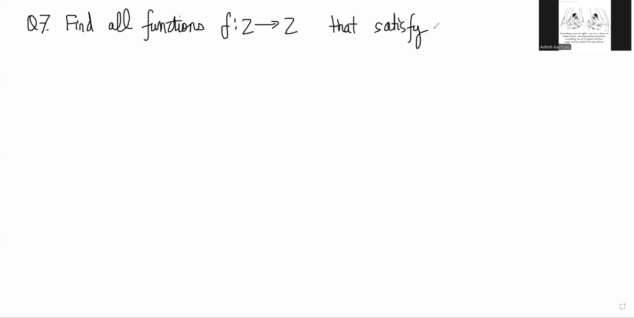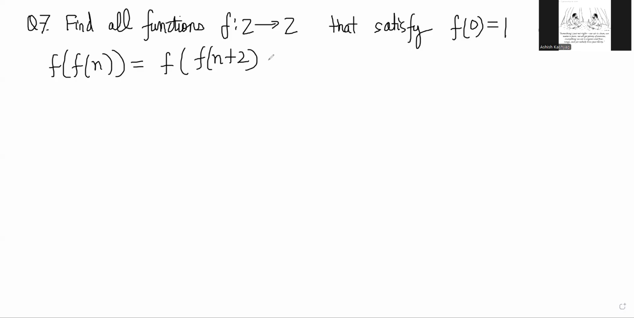Let's go to a next problem. Find all functions f from Z to Z that satisfy f of 0 is 1 and f of f of n plus 2, plus 2, is equal to n for all n belonging to integers. So this is the condition that is satisfied.